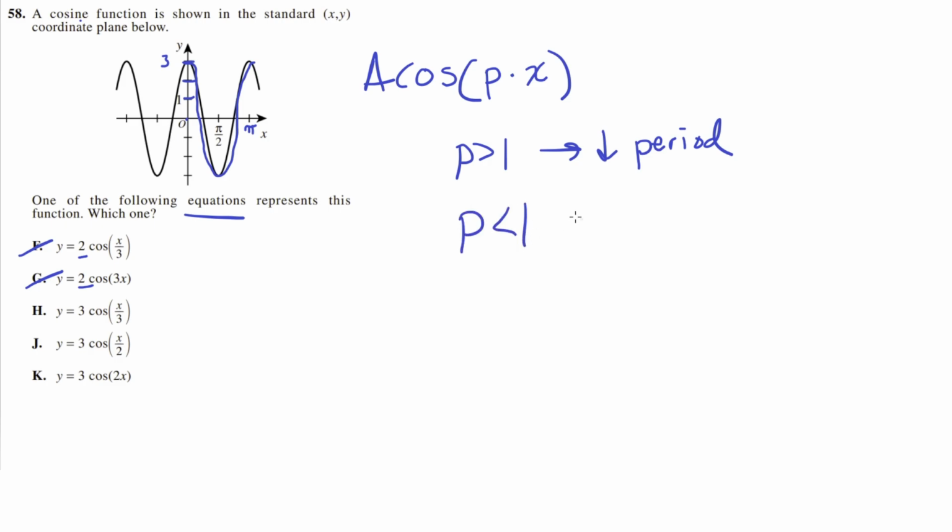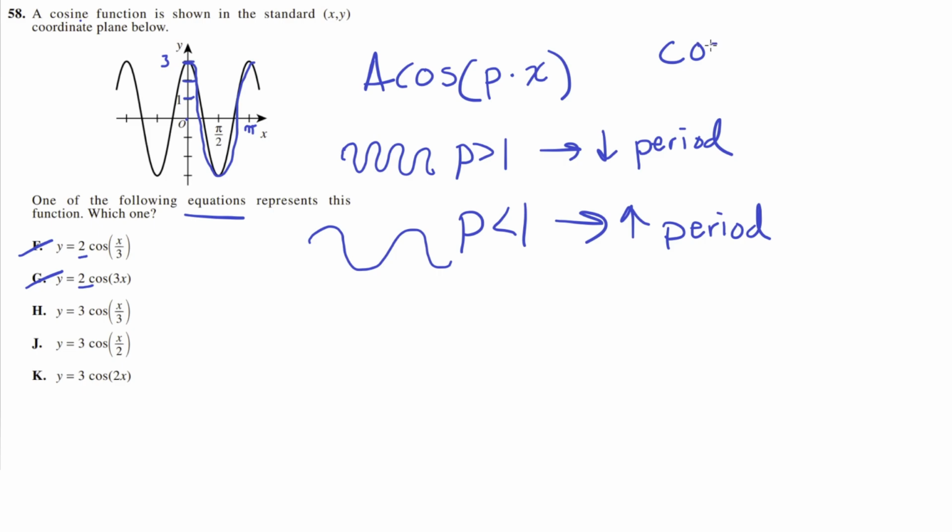When the number is less than 1, like a fraction, that will be increasing the period, and the graph would get pulled apart. The graph would look something more like this, whereas with a smaller period, the graph would be much faster in producing more wavelengths. So we see here in this graph that the period is only pi radians, whereas in a cosine function that only has a constant 1 being multiplied with x, the period is actually 2 pi.